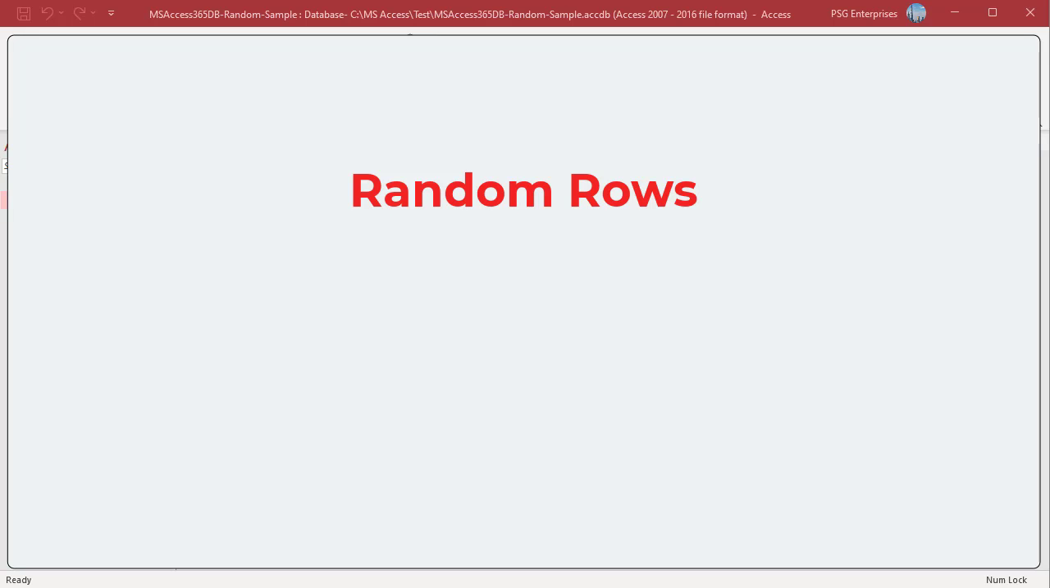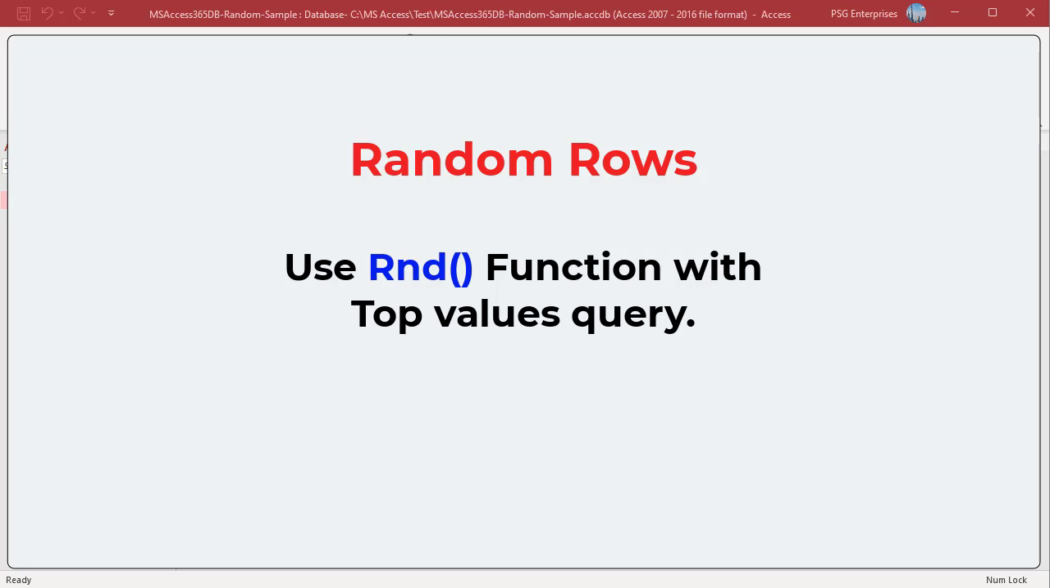Sometimes we may need to retrieve a random set of rows from a table or a query to identify a random sample for a research study, etc. One of the easiest ways is to use the RND function with a top values query. The RND function returns a random number greater than or equal to 0 and less than 1.